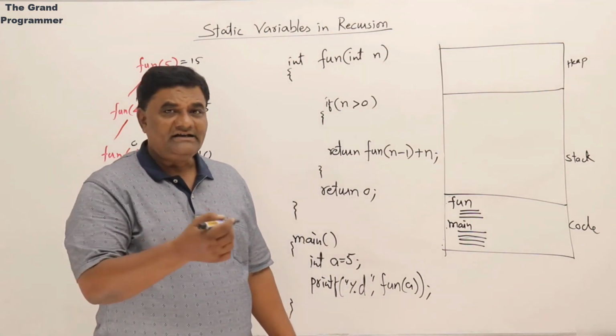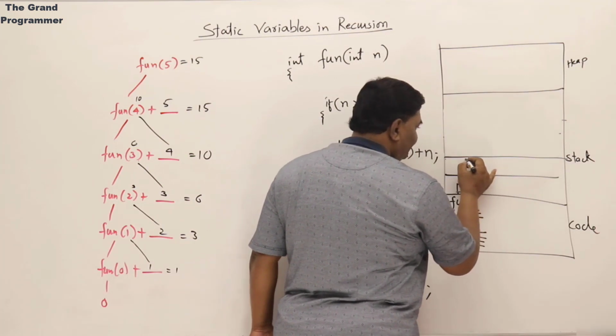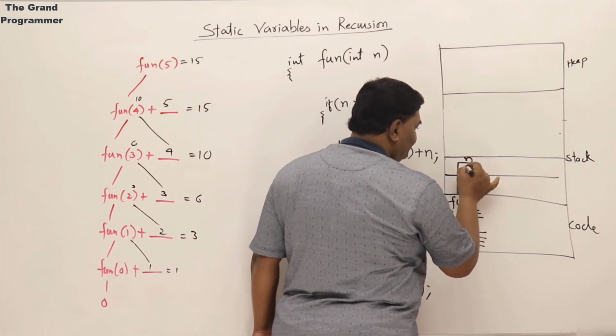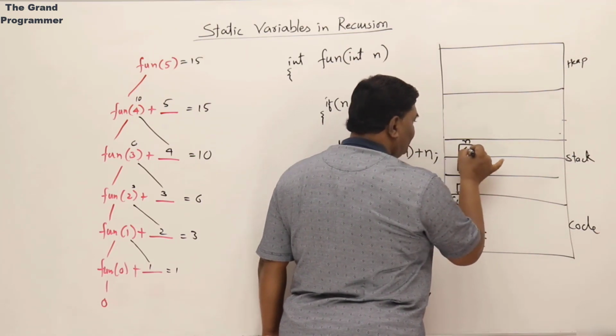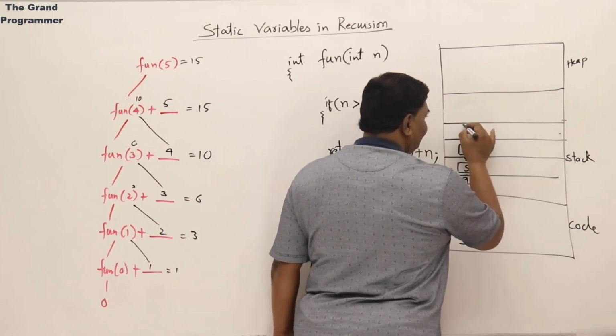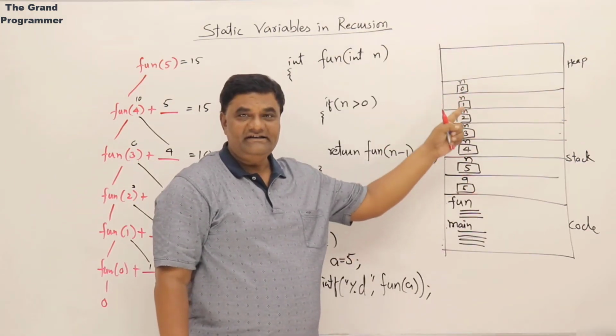Now let us see how the activation records are created. Then the activation records for fun will be created. Value of n will be 5. Then value of n will be 4. Value of n will be 3. So this is how stack is created.